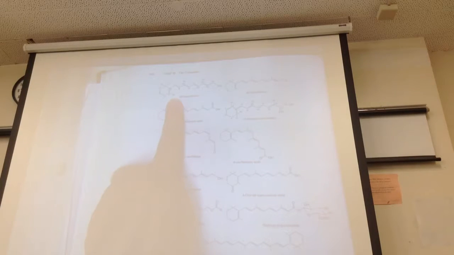It's almost the whole page. All right, so we're gonna memorize all trans retinol. We're gonna memorize not the numbers or anything, just so you can see. All trans retinoic acid, which is exactly the same as all trans retinol, but with a carboxylic acid group at the end.